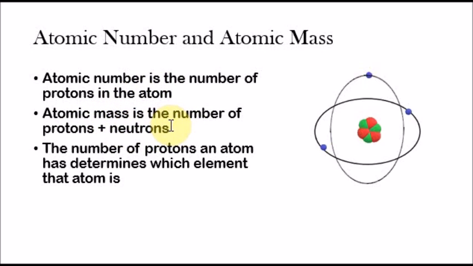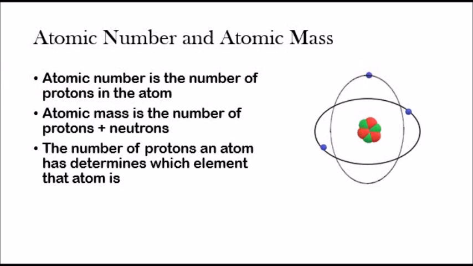Okay, the number of protons an atom has determines which element that atom is. So it's very critical. If you wanted to identify what element an atom is, you have to look at the number of protons. There's no other way of looking at it. Okay, and we're looking at that.